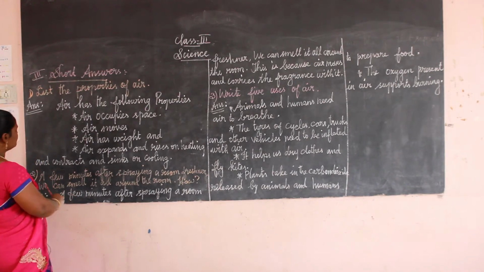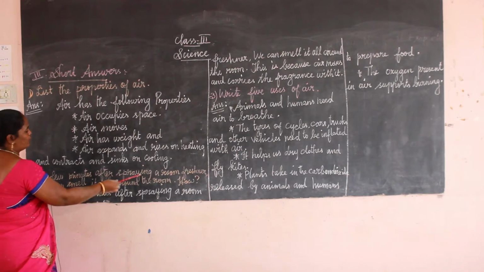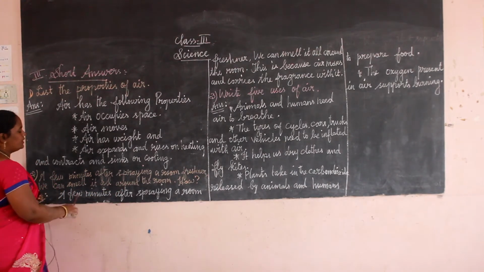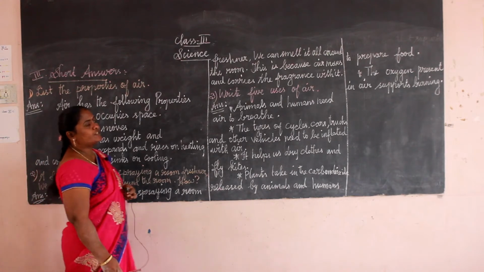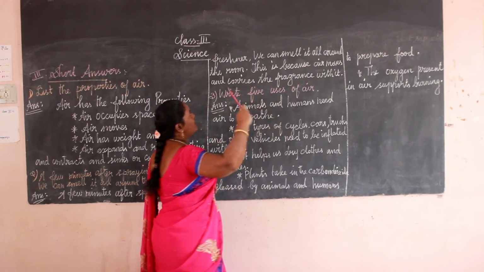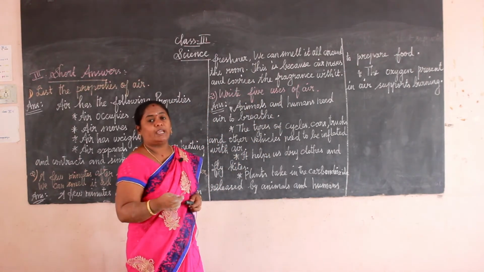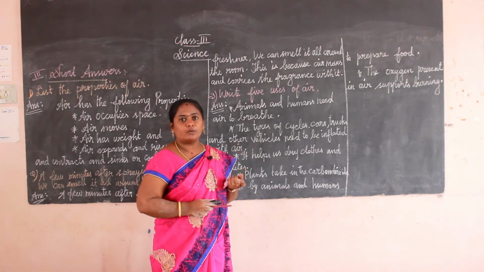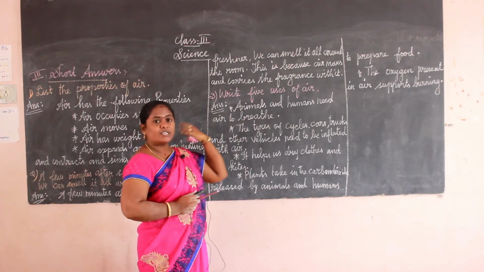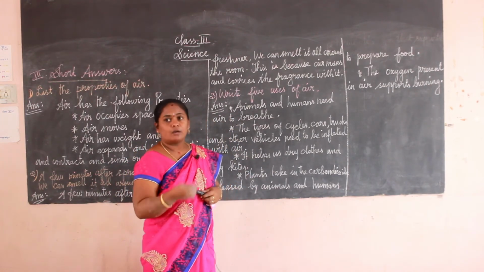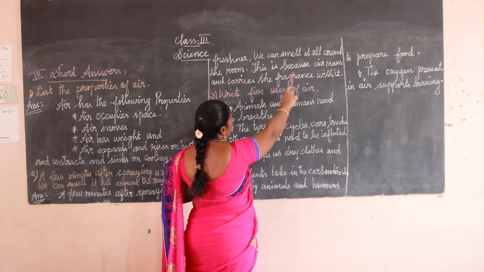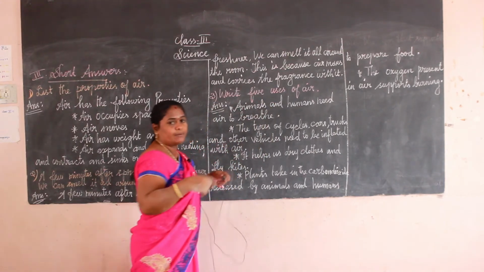And then a few minutes after spraying a room freshener, we can smell it all around the room. How? This is because air moves and carries the fragrance with it. Okay, I have done that experiment: the room freshener immediately spread the fragrance in the full room. We can smell it all around the room. This is because air moves and carries the fragrance with it.